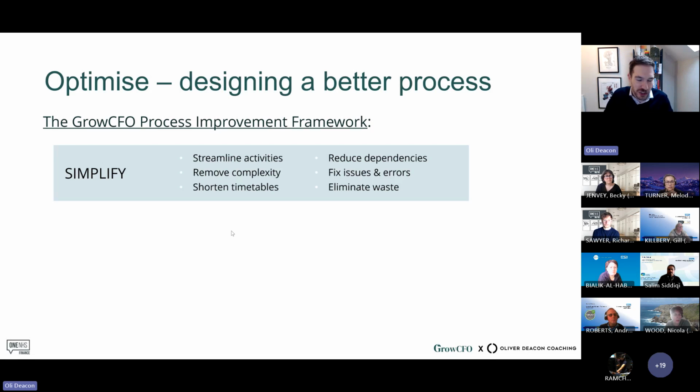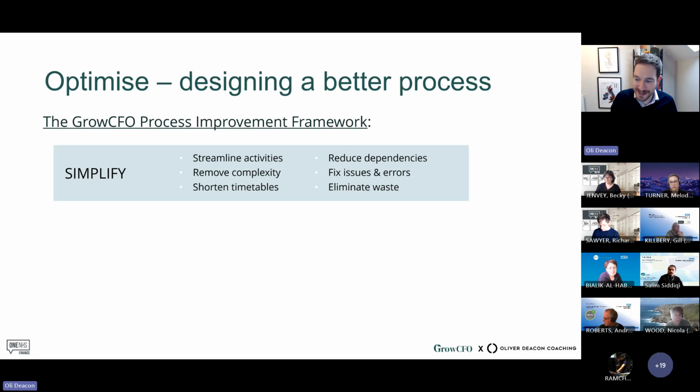The very first thing we need to do with our processes is to simplify them. We need to remove the complexity. We need to get rid of the errors and the waste and shorten the timetables, reduce all those dependencies. We just need to make our processes as simple as possible.